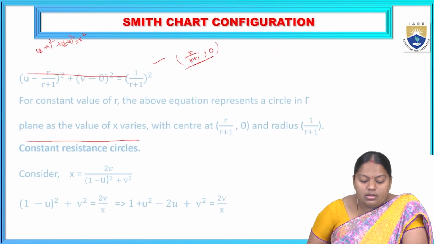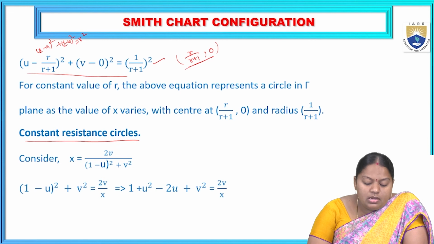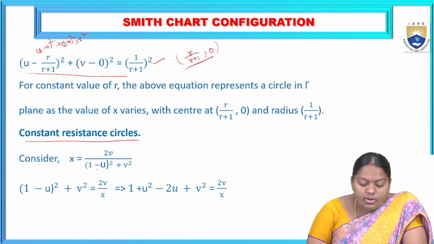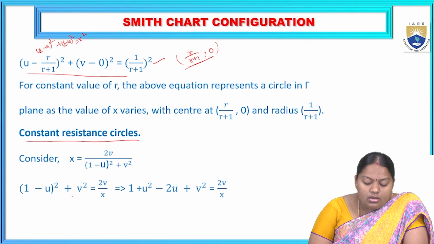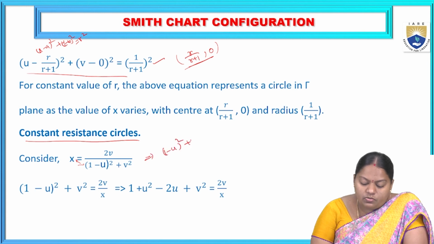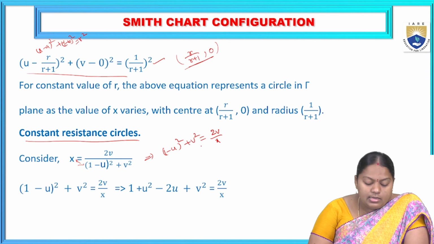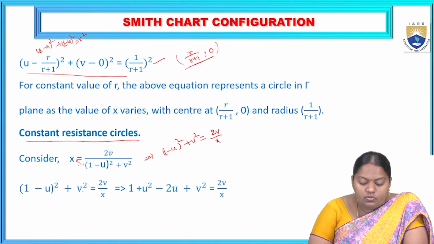Consider x is equal to 2v by (1 minus u) whole square plus v square. Now from this, cross multiplying, we write (1 minus u) whole square plus v square, and taking x into the denominator, it becomes 2v by x. So (1 minus u) whole square plus v square is equal to 2v by x.